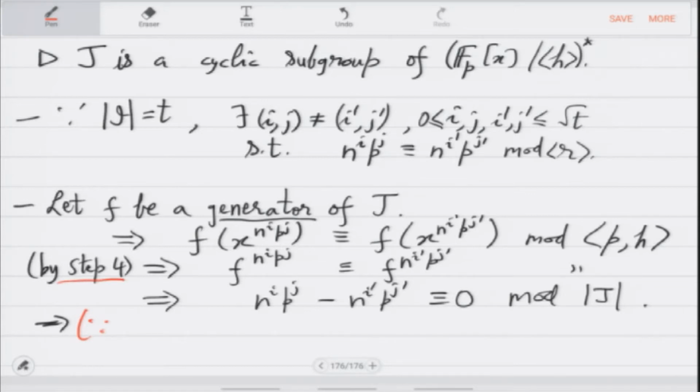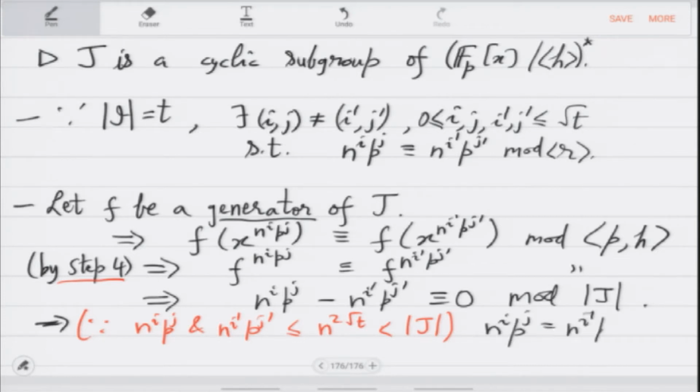So since n raised to i, p raised to j and n raised to i prime, p raised to j prime, both of them in value are smaller than n raised to 2 root t, which is smaller than the size of j, what you deduce is that they are absolutely equal, not just mod, absolute equality, which means that n is a power of p.